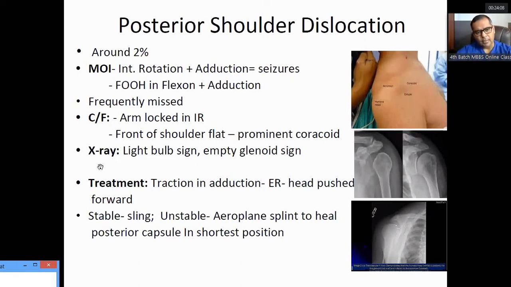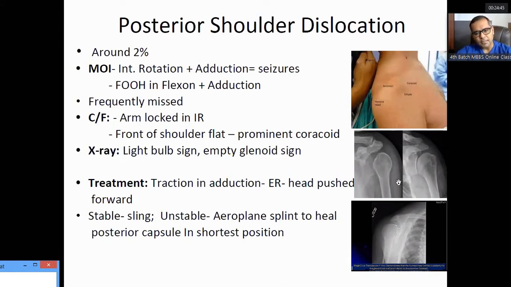And with the X-ray, the same AP and axillary or scapular Y view, what we say is the light bulb sign. This picture shows the normal X-ray, and this is the posteriorly dislocated shoulder. It looks like the head is in relation with the glenoid, but this is the posteriorly dislocated shoulder. This position of the humeral head is due to the extreme internal rotation. The limb is held in internal rotation.